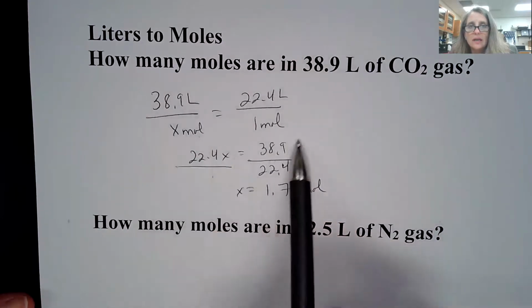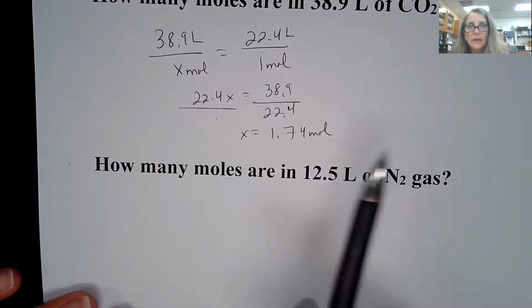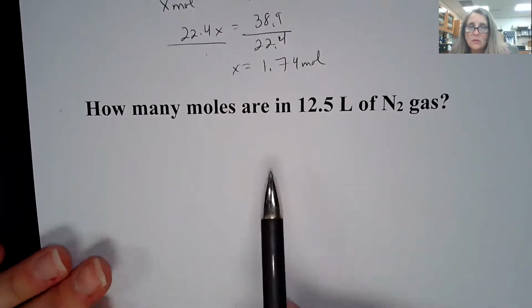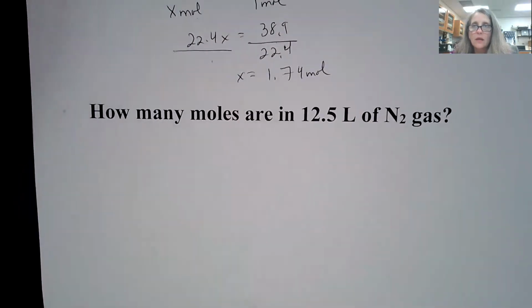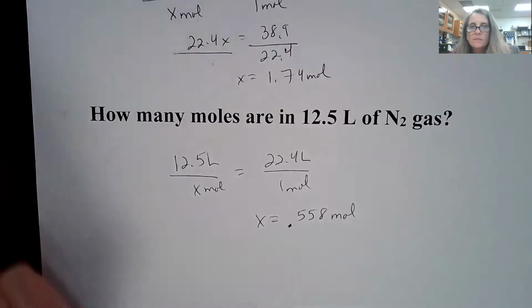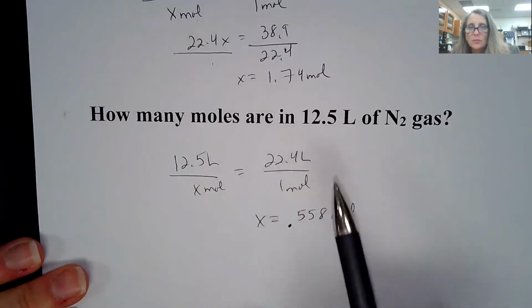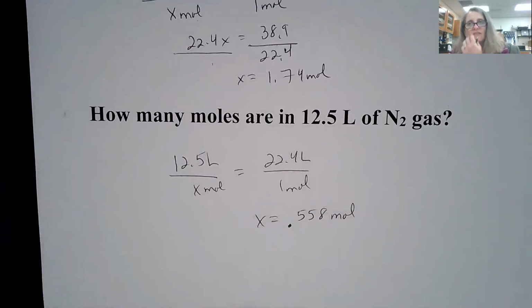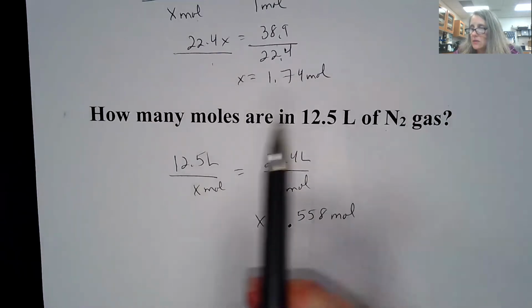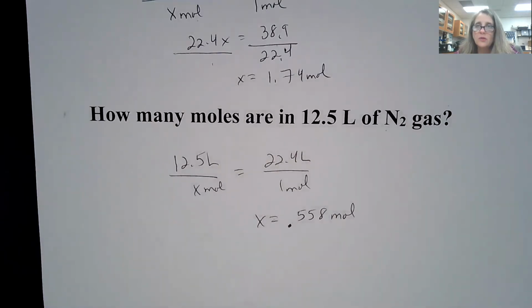So I still want you to set up the proportion. I know mathematically you could see the patterns, but I want to see those proportions. So again, the last problem on this one, how many moles are in 12.5 liters of N2 gas? So try it on your own and then you're going to see the answer. So again, you're cross multiplying, you take 12.5 divided by 22.4 and you should get about 0.58. So again, always assume, it doesn't matter what the gas is. If you're finding liters or moles, always assume STP.